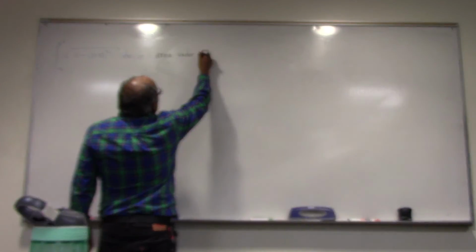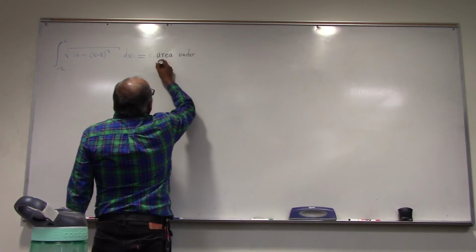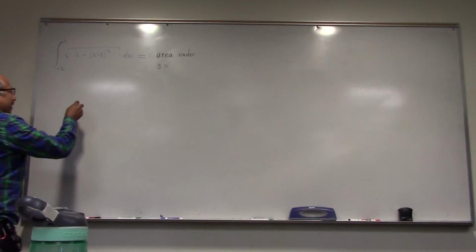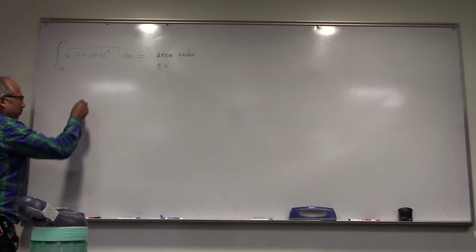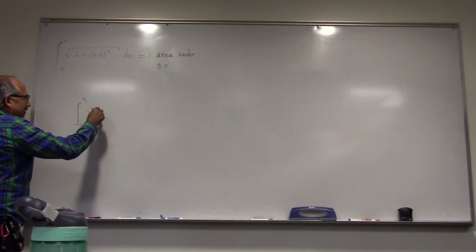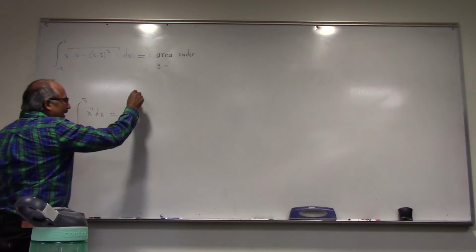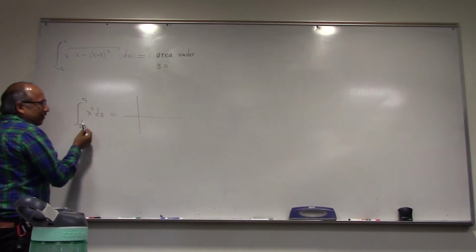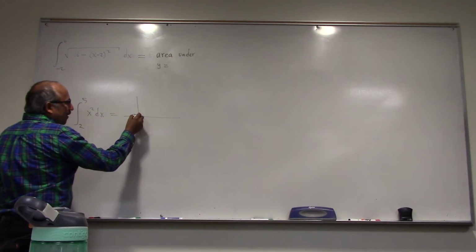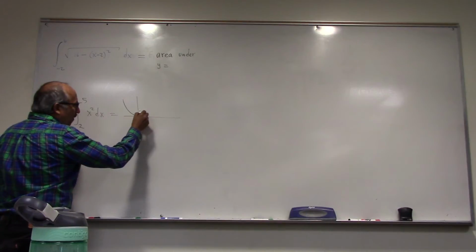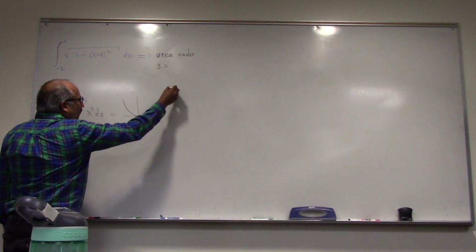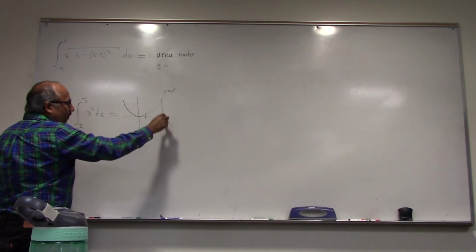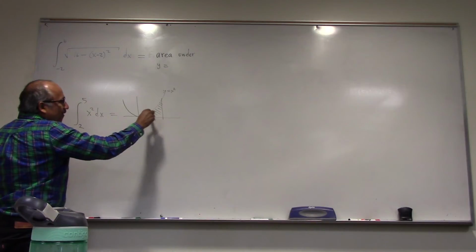Under y equals what? Remember the first problems that we did, guys? Like from 2 to 5, for example, x squared dx. This was the area under which function? The parabola, right? This is y equals x squared, from 2 to 5. Do you guys agree? Yes, that's the same problem.